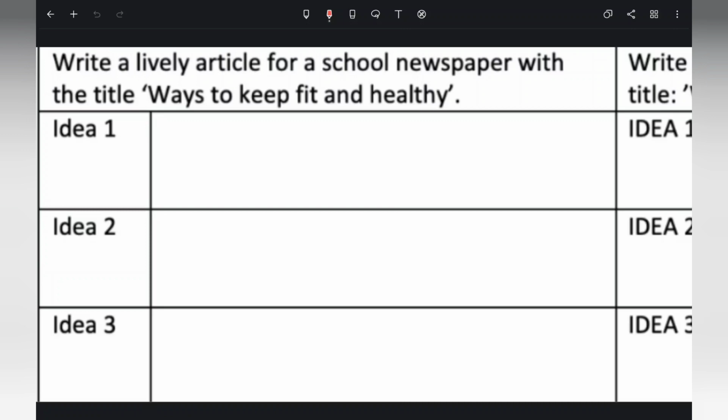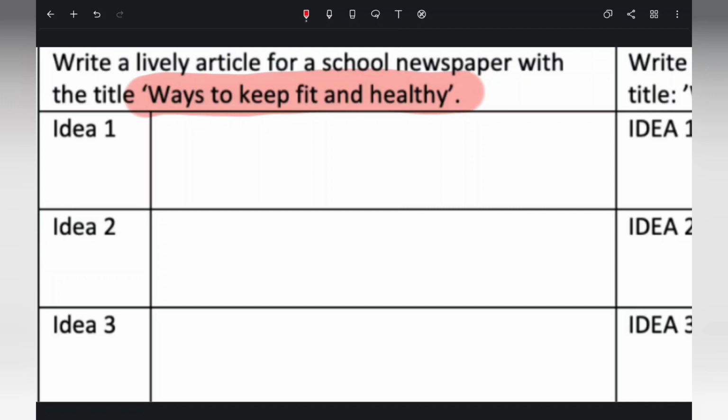So the first question is: write a lively article for a school newspaper with the title Ways to Keep Fit and Healthy. Okay, so this is again a hot topic in school, in the news as well. So this question, often what happens is the exam board do try to recycle questions throughout the years. So it's all about living a healthy lifestyle. So to all of you here, of course, you study science, and you can apply some of your knowledge from science to write this question.